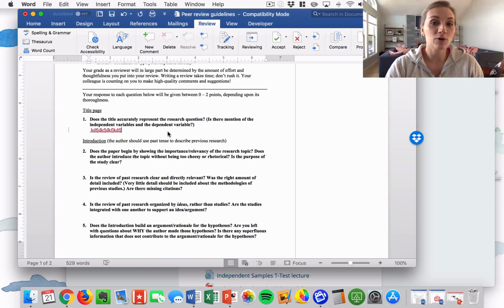Writing a good, helpful review takes a lot of time, so don't rush it. Again, you're evaluating each sentence one at a time. Your colleague is counting on you to make high-quality comments and suggestions, so please do your best to provide meaningful edits to their paper that are correct, right, that won't lead them astray, to help improve their paper.